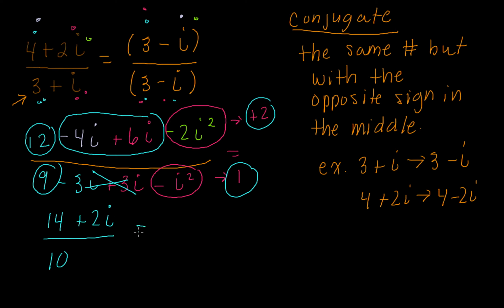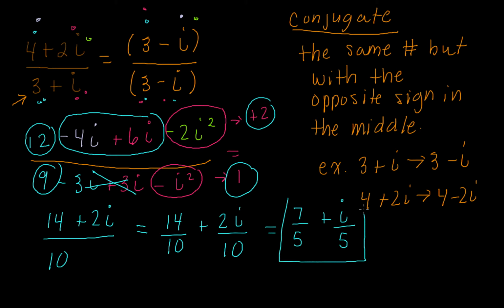These are not supposed to share the denominator. Remember, in a complex number, there has to be a real part and an imaginary part. So this is 14 tenths plus 2i divided by 10. And you can certainly simplify a little bit further. So this would be 7/5 plus i divided by 5, because 2 tenths is 1/5. And there's your final answer.